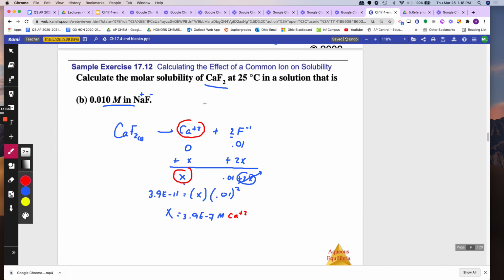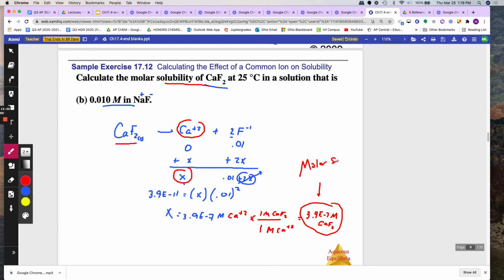Okay, the question is asking the molar solubility of CaF2, so I'm going to go ahead and do a ratio. For every 1 molar Ca plus 2, you get 1 molar of CaF2. So you're going to have the same number, 3.9 e negative 7 molar CaF2 dissolving. So that's the amount of this dissolving. This is called the molar solubility of CaF2. How many moles for every 1 liter will dissolve of CaF2?